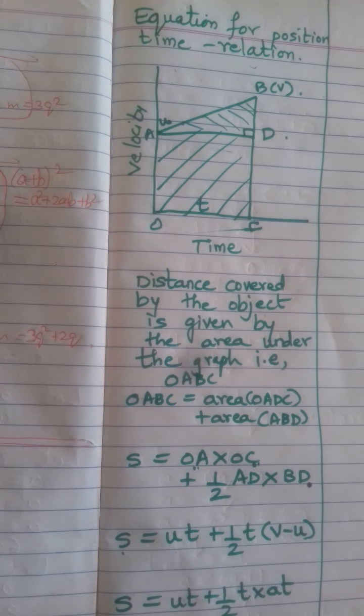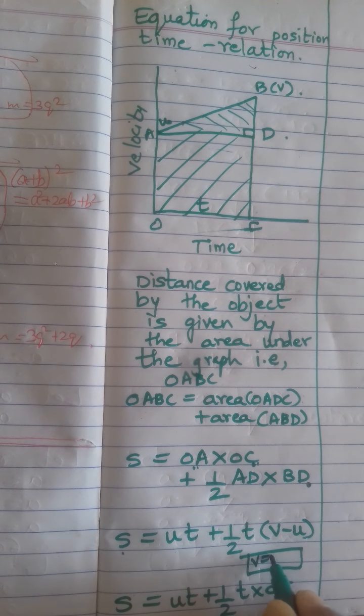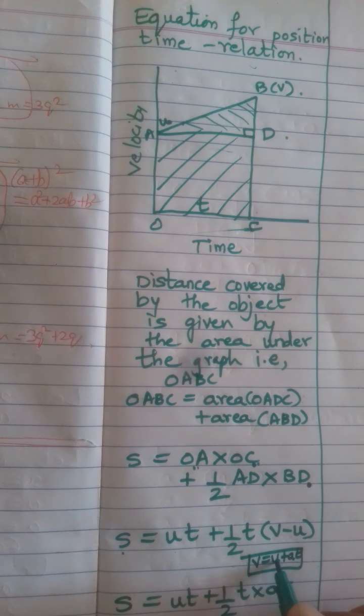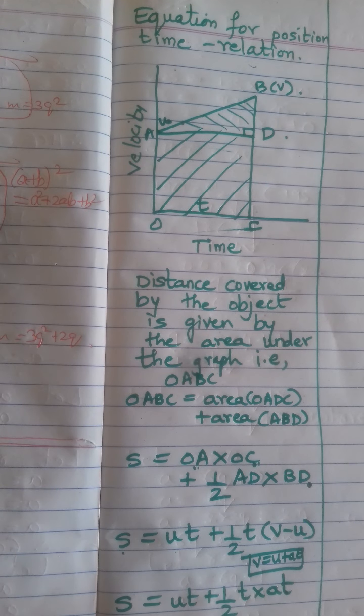So S is equal to ut plus half t into v minus u. From the velocity time relation, you know v is equal to u plus at. So v minus u should become equal to at. So S is equal to ut plus half into t into at, and t into t is t square. So S is equal to ut plus half at square. This is the second equation of motion, or position time relation.